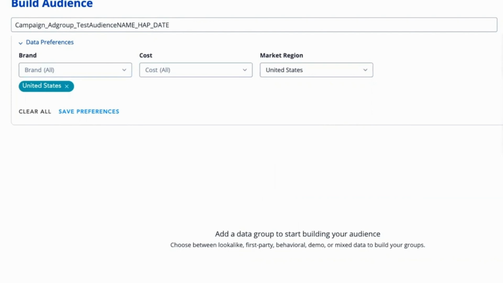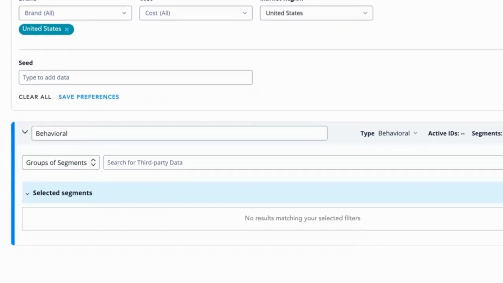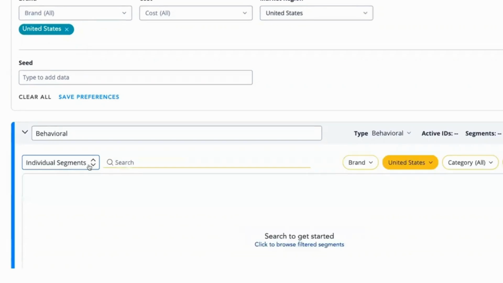It gives you the opportunity to use first-party data, retail media, behavioral. This is specific, and this is an example for third-party audiences. So I'm going to go ahead and click on behavioral. Okay. So I'm going to scroll down a tiny bit. You have the option of pulling up group of segments or individual. I like to pull individual segments.